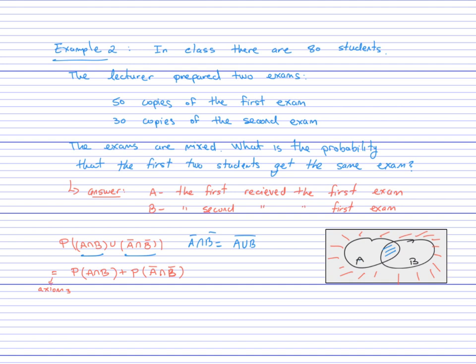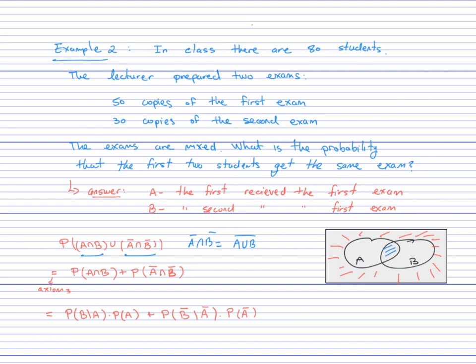Now, we can use the product rule and write the first intersection as the probability of B given A times the probability of A. Exactly the same for the second one: the probability of the complement of B given the complement of A times the probability of the complement of A. Again, we use the product rule twice, one time for the intersection of A and B and another time for the intersection of the complement of A and the complement of B.